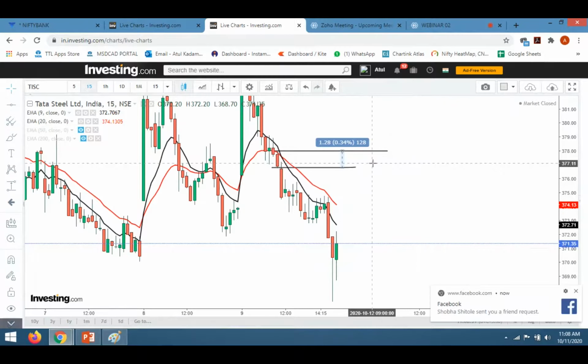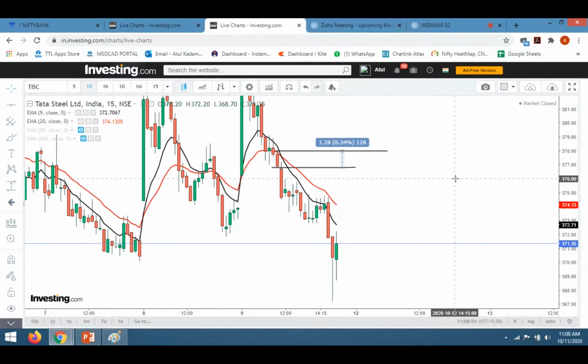Guys, my screen is visible. Sushant, my screen is visible. Okay, I just got one message that the screen is not visible. So Gaurav, check at your end, my screen is visible for all guys.